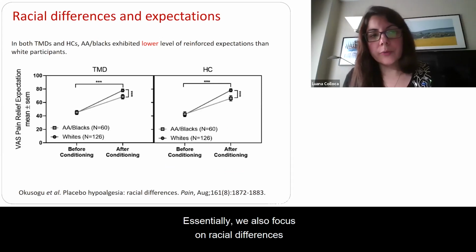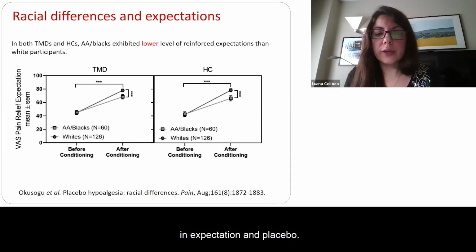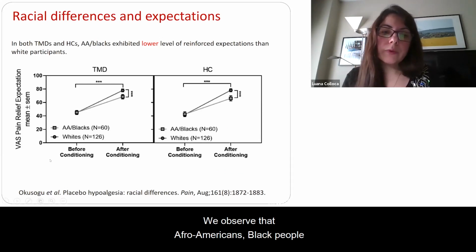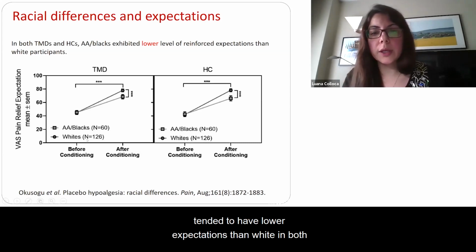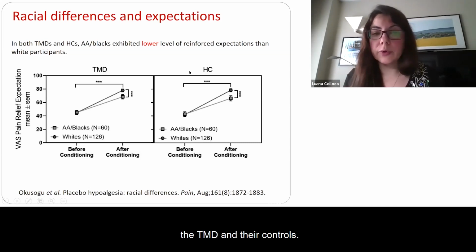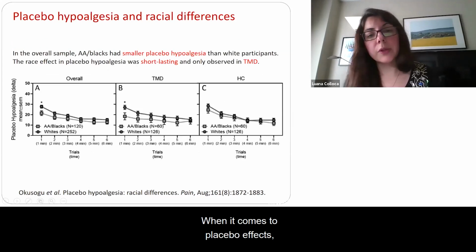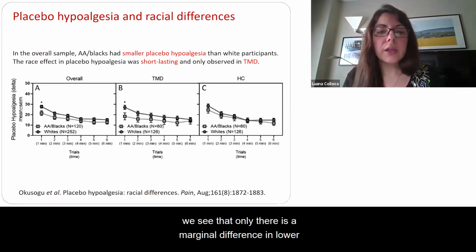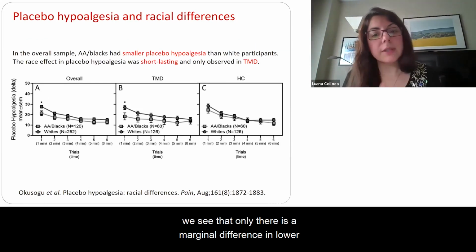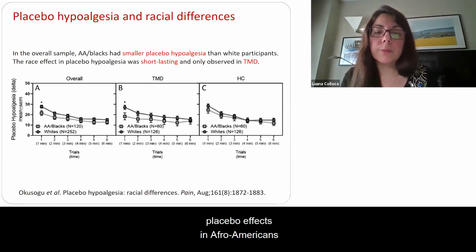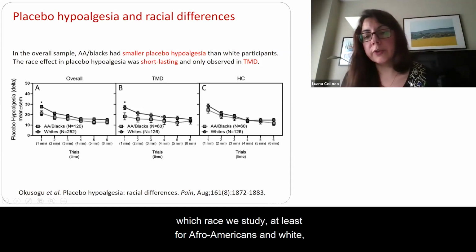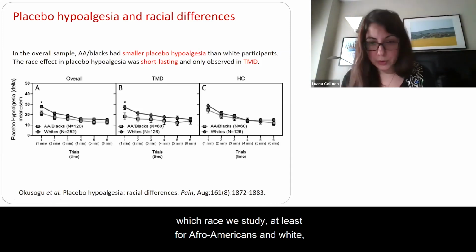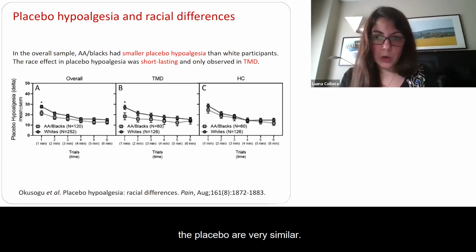Recently, we also focus on racial differences in expectation and placebo. We observe that Afro-Americans, Black people, tend to have lower expectation than white in both TMD and healthy controls. When it comes to placebo effects, there is only a marginal difference, with lower placebo effects in Afro-Americans that lasts only for one trial.